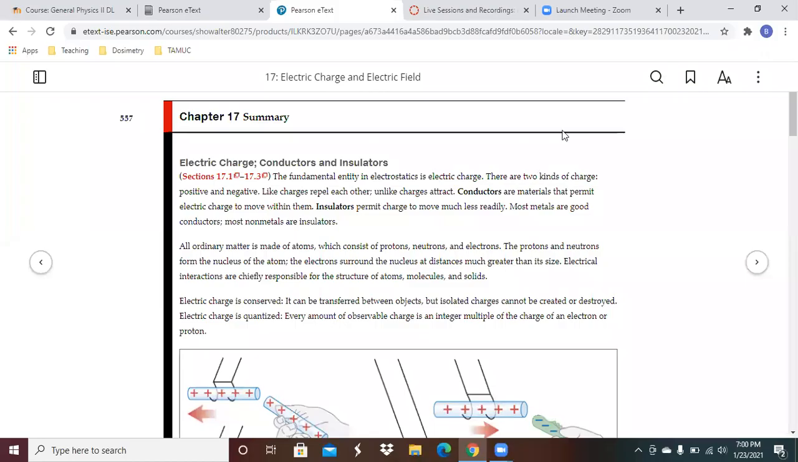Hello and welcome to the Physics 2 first lecture here in Chapter 17. We're going to do a short summary here of sections 17.1 through 17.3, and then I'm going to go through each one of those sections individually so you have an idea as to what we're talking about here when it comes to electricity, which is what we're getting into next.